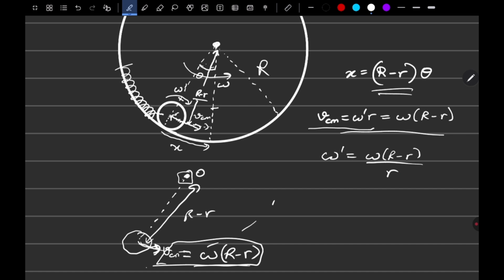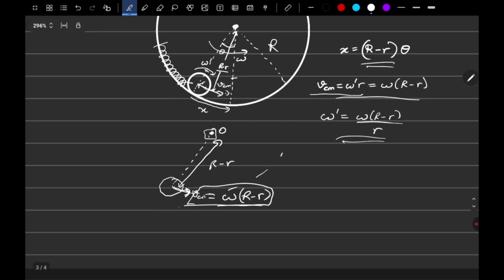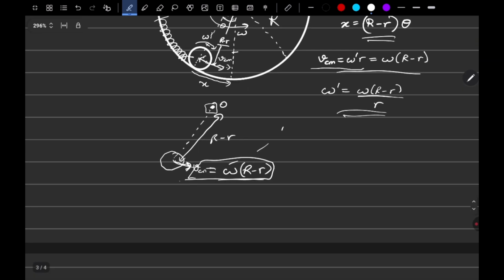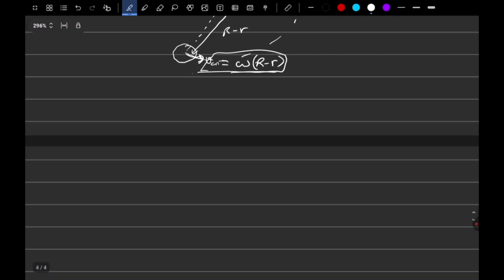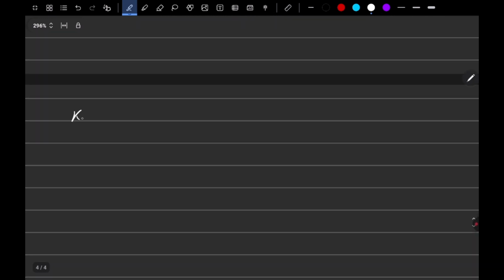These are the only two conditions that we need. Now we can go and write our kinetic energy and potential energy. Let's first write the kinetic energy of the system, which I denote by T. It has two velocities, right? So it has half m V_CM squared, and it also has rotational energy, half I omega dash squared.